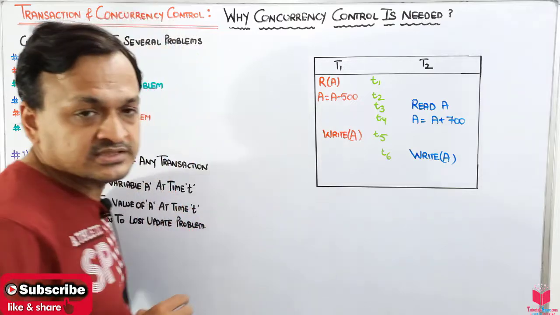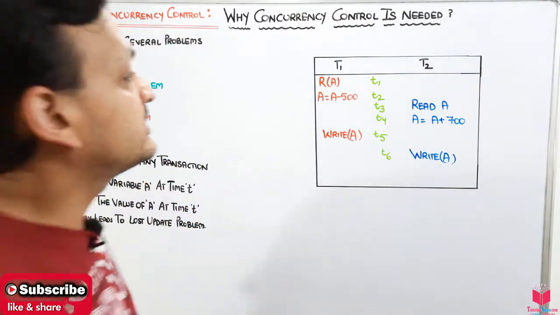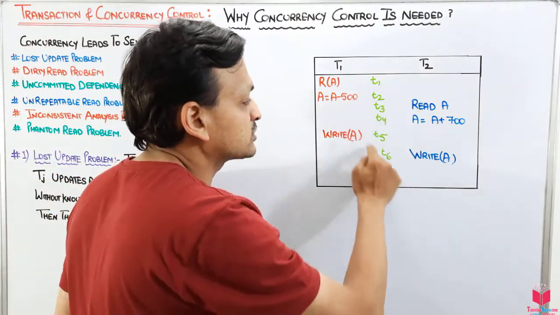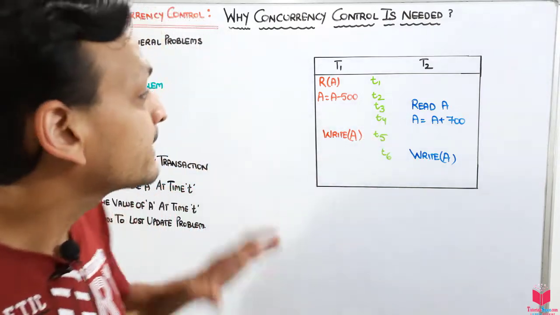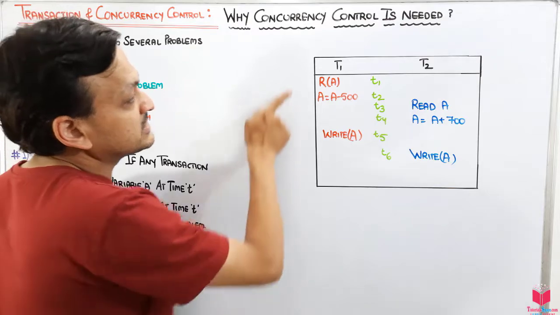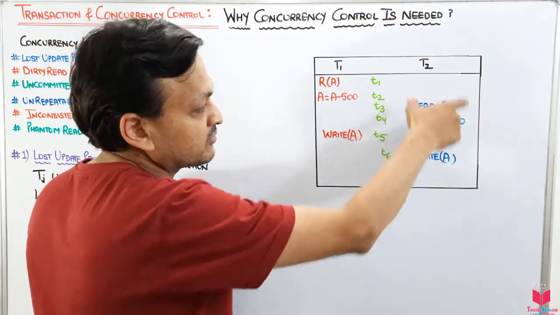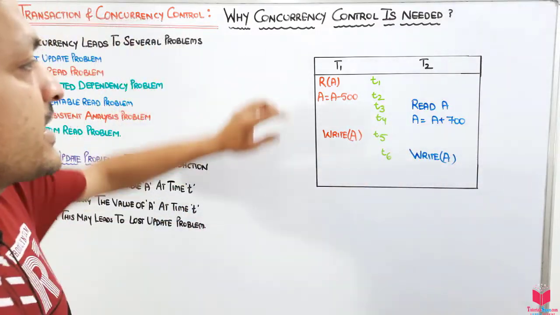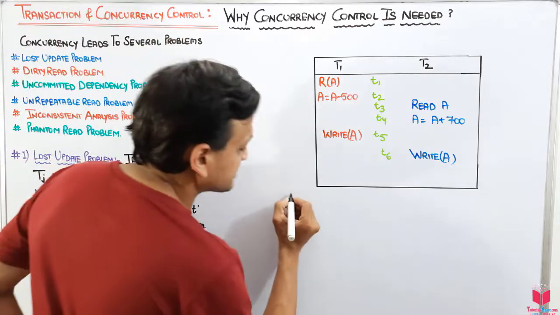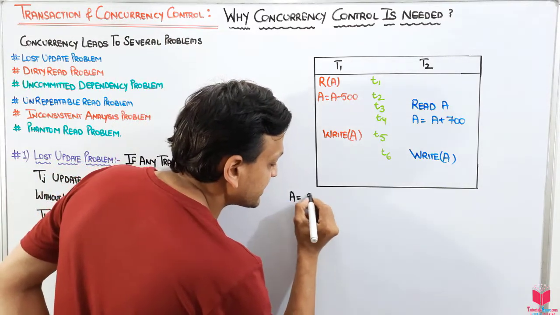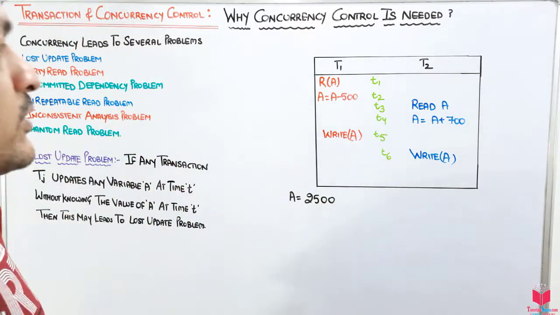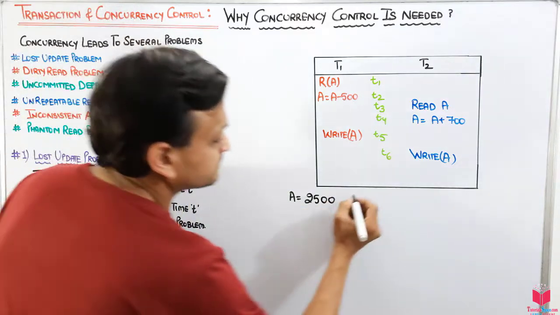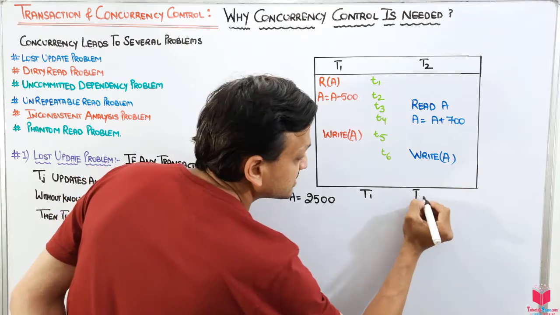There are 2 transactions, T1 and T2, and these are the time slots: t1, t2, t3, t4, t5, t6. In T1, let's suppose these are its instructions, and T2 performs these instructions. But at the start, suppose we have a variable A which has the value 2500.